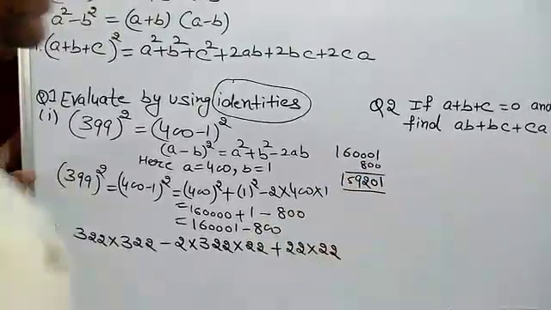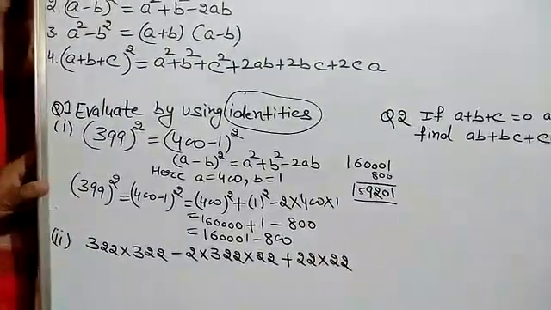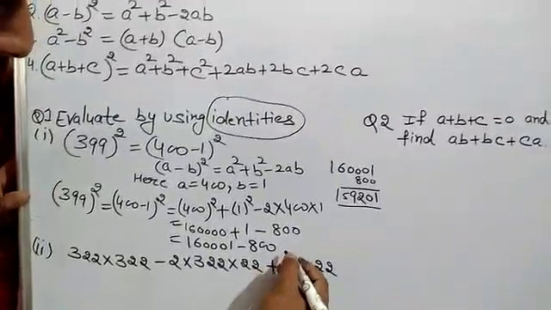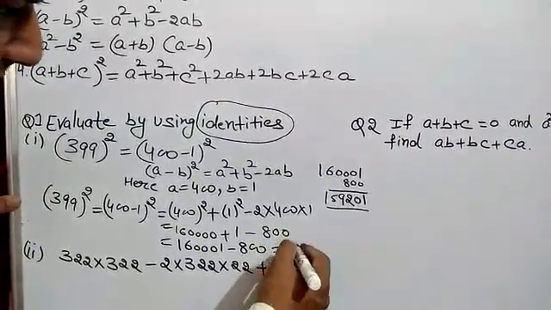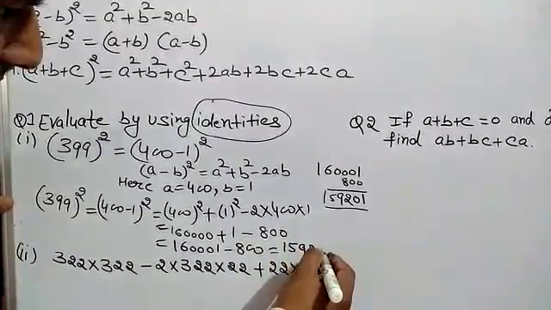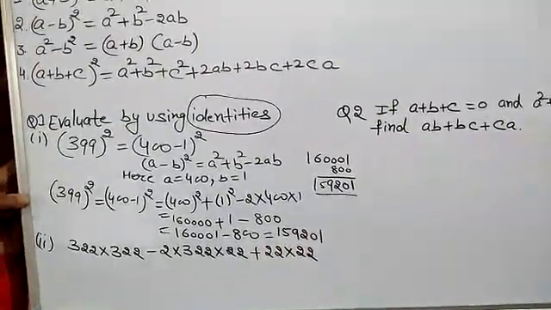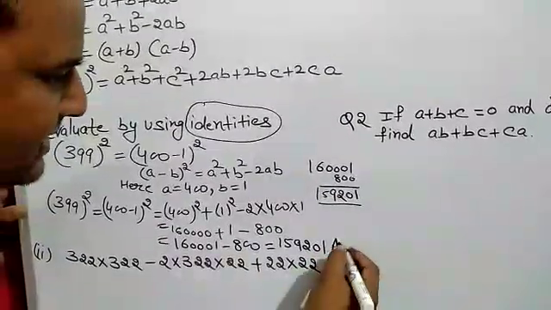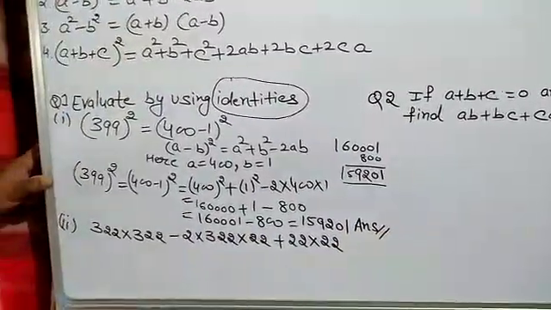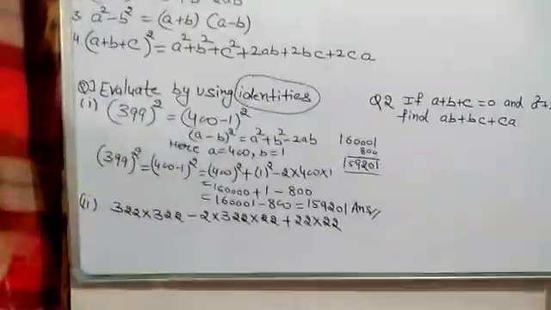So be careful whenever you go for your addition, subtraction, multiplication or division. So we are left with this number. This is our required answer, 159201. This is the square of 399.